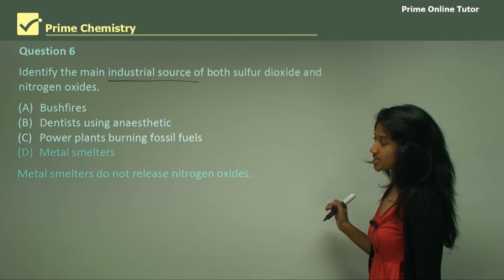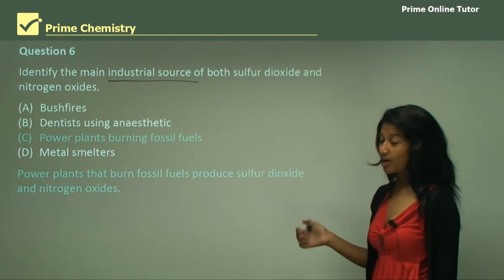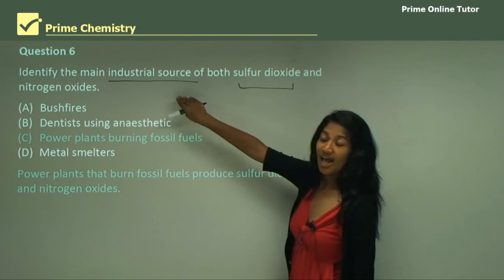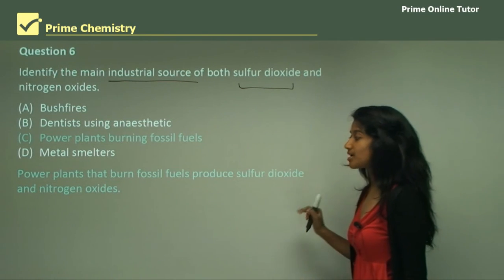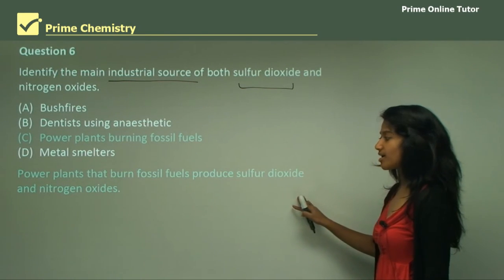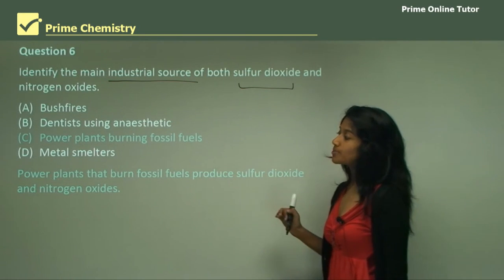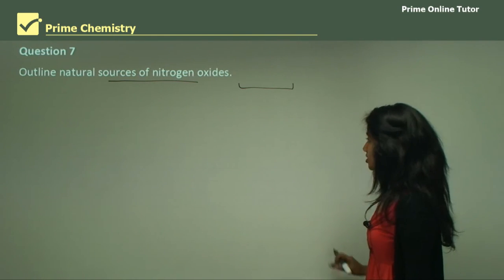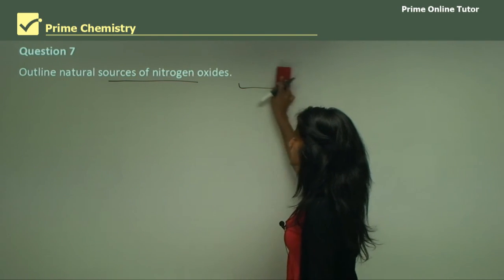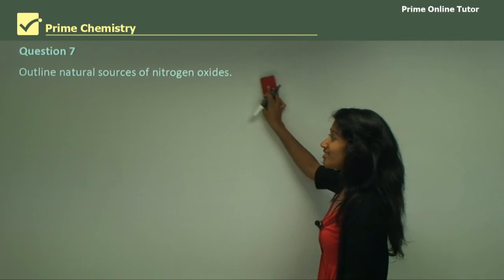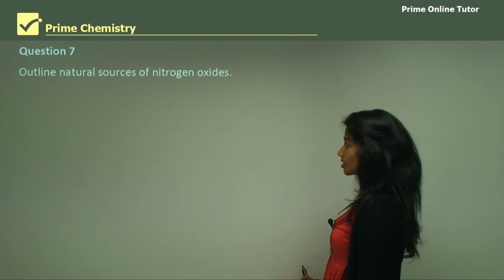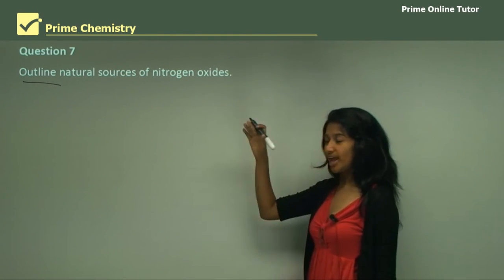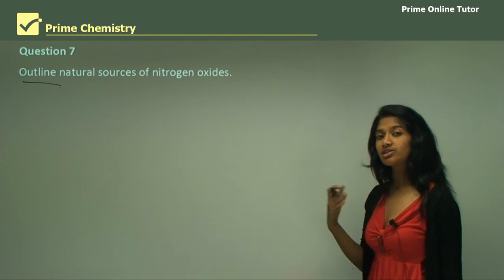Let's consider option C, power plants burning fossil fuels. The burning of fossil fuels does emit both sulfur dioxide and nitrogen oxides. So power plants that burn fossil fuels produce sulfur dioxide and nitrogen oxide. So option C is the answer. Now let's go to question 7. Question 7 is not a multiple choice question. It says to outline natural sources of nitrogen oxides. The key verb here is outline, which means that you do have to name it, identify it, as well as give a description of it.